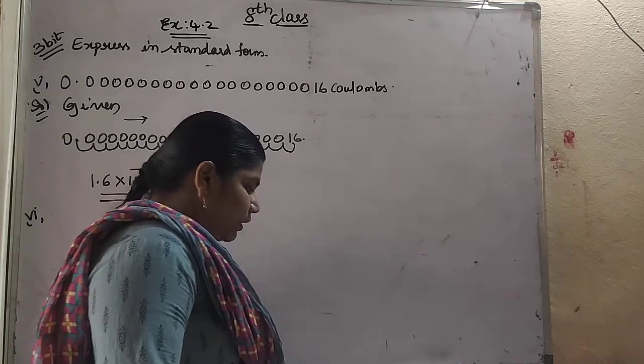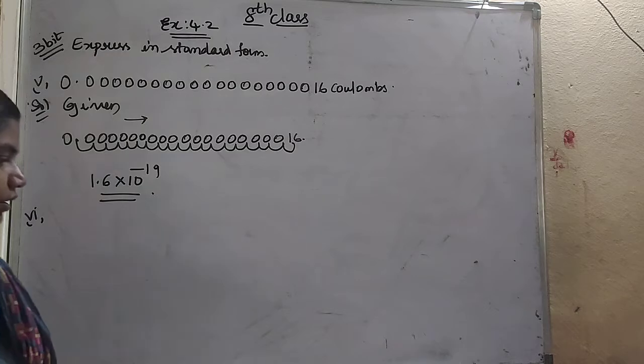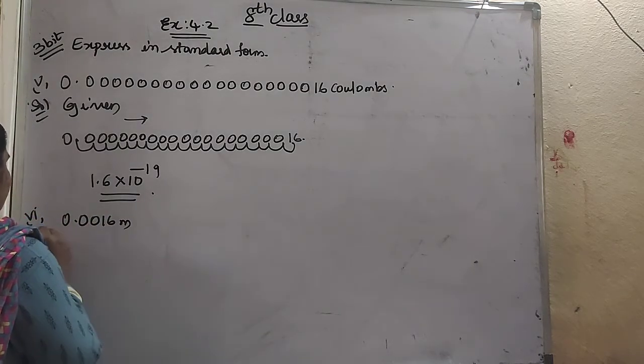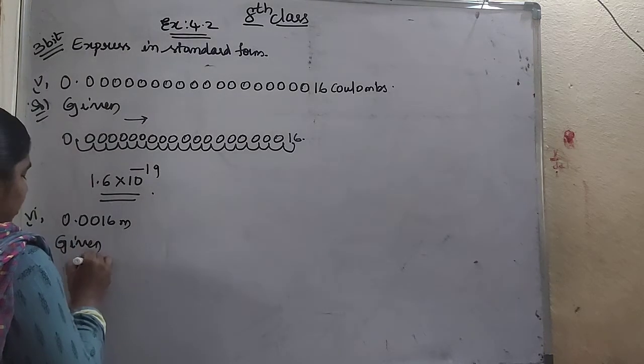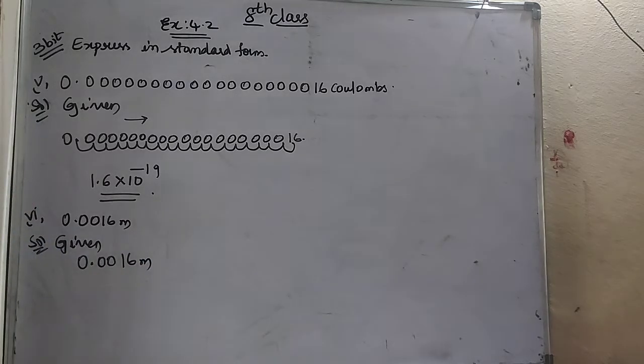Sixth one is the thickness of a piece of paper. So what is the thickness of a paper they have given? That is 0.0016 meters. Now this we have to convert into standard form. So given 0.0016 meters. Now which side we have to move? We have to move to the right side.